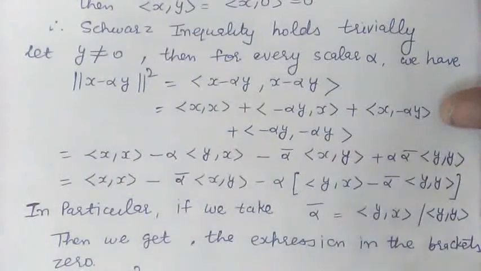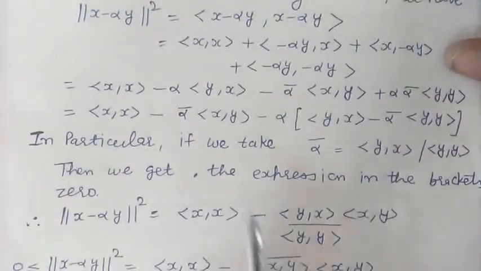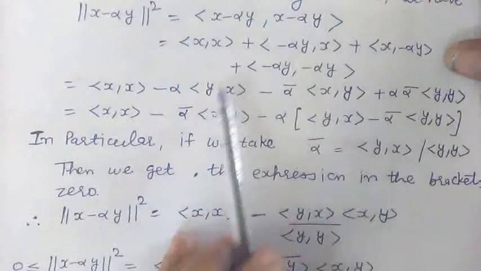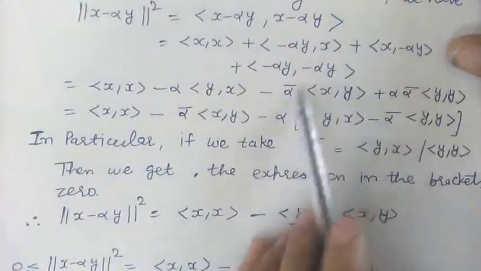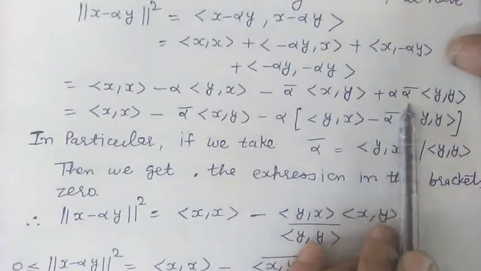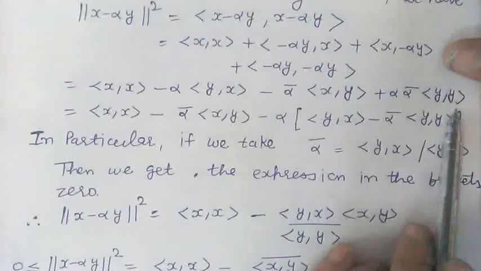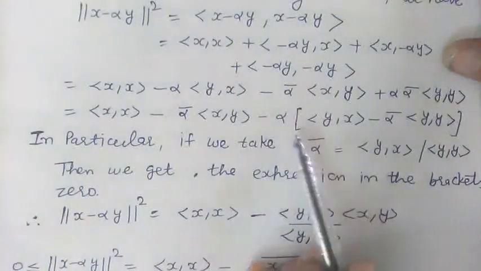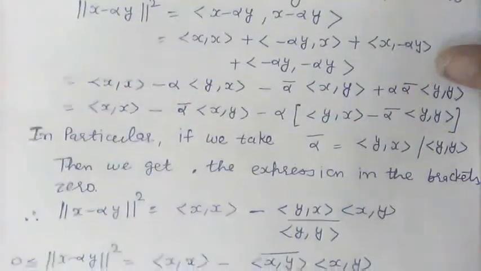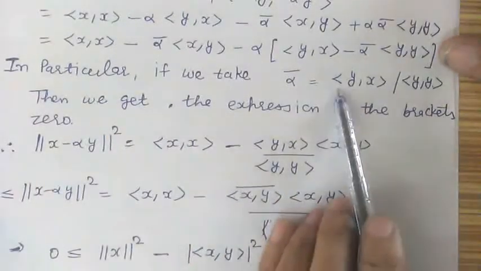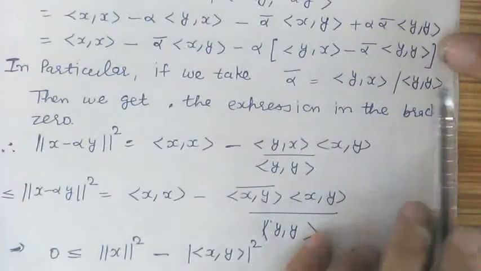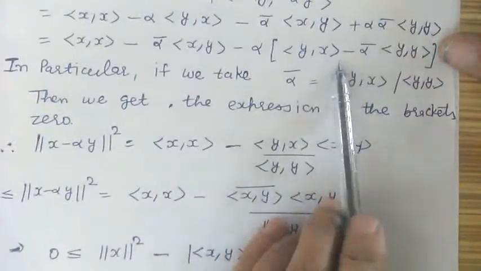Now by using the property of conjugate linearity in inner product spaces, this will further become the inner product of x with x minus alpha into the inner product of y with x minus alpha conjugate into the inner product of x with y plus alpha into alpha conjugate into the inner product of y with y. Now combining the terms which contain the scalar alpha, in particular if we choose alpha bar as the inner product of y with x divided by the inner product of y with y, we can see that the expression inside the brackets becomes 0.